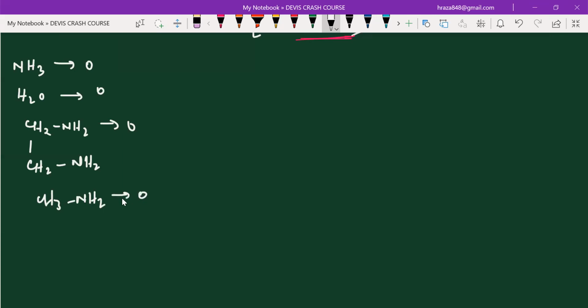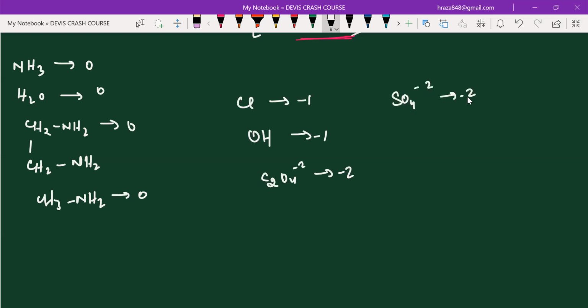These are all neutral ligands. There are some ligands that you need to take care of, like Cl is -1. You know that hydroxide has -1. Oxalate, that is C2O4 -2, represents oxidation state -2. SO4, you know that from your childhood, it will have -2. Yes or no?